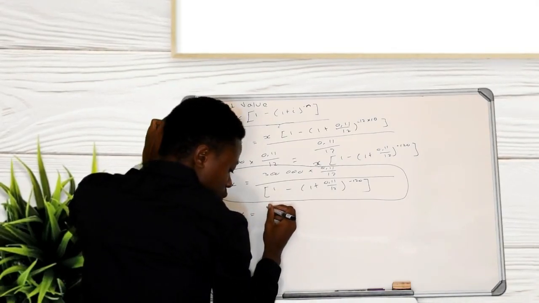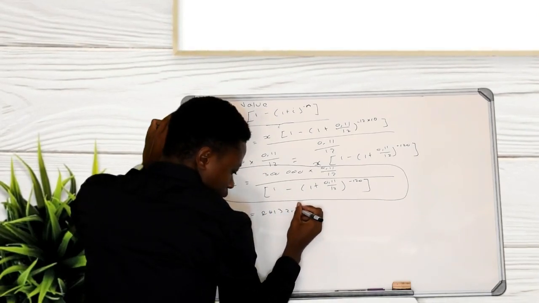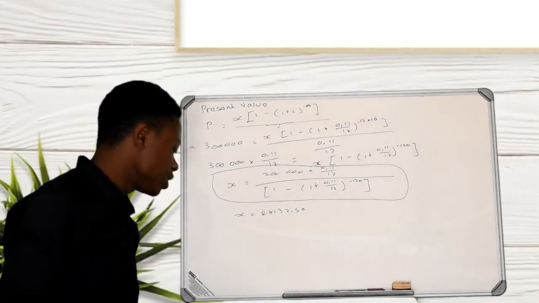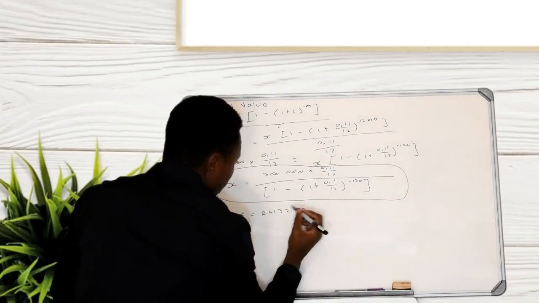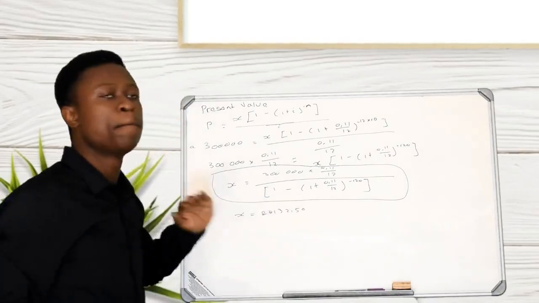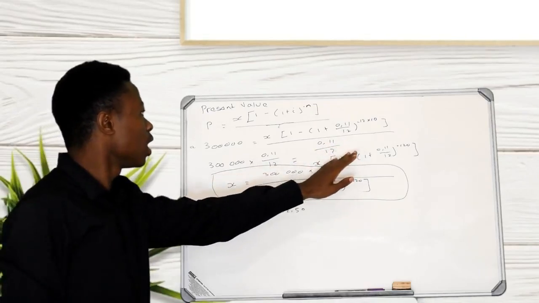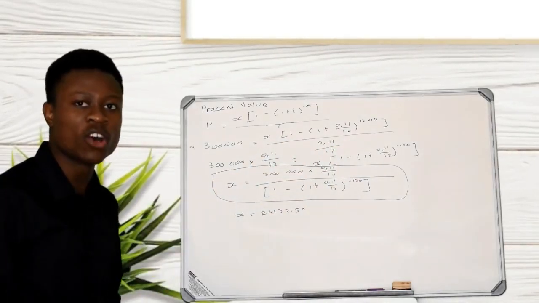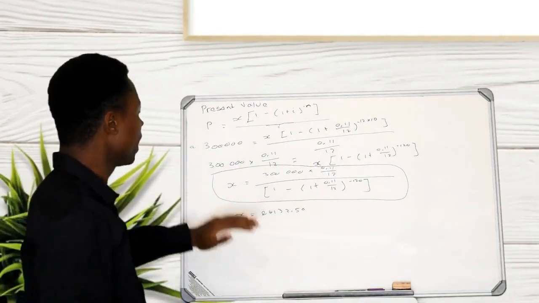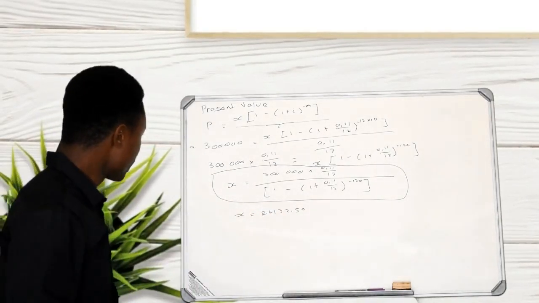x is equal to 4,132.50. That's my answer. What was the question looking for? What is the monthly installment? So this is my monthly payment. For Tembi to pay back that loan in 10 years, she has to make these monthly payments. So that's it. That's the first part.